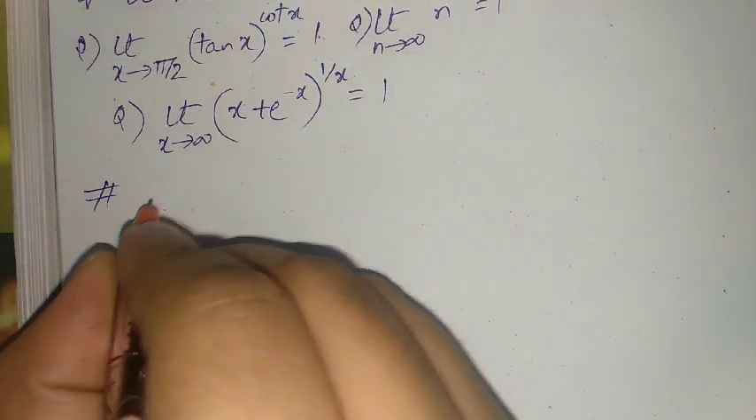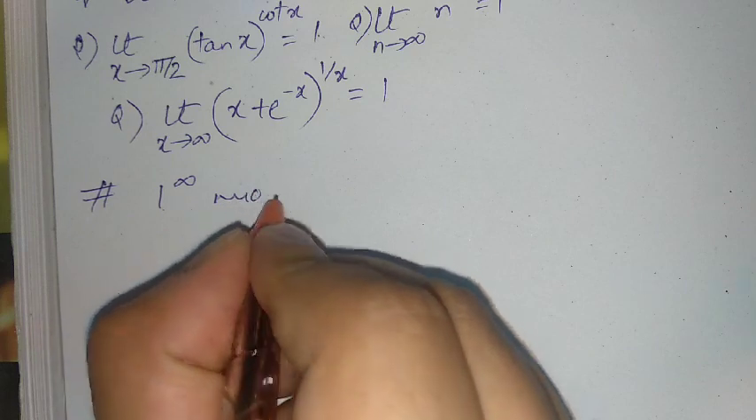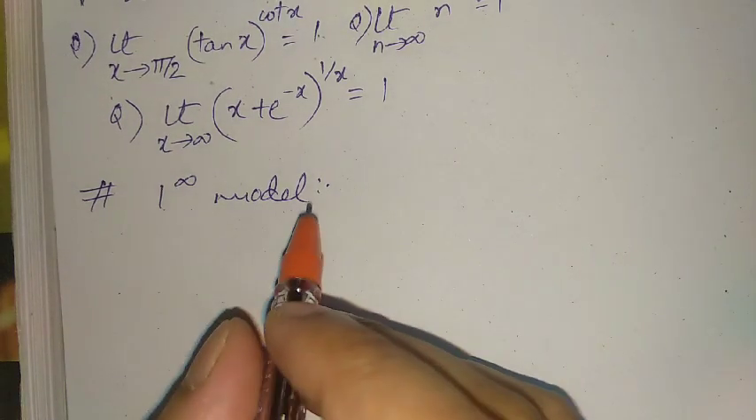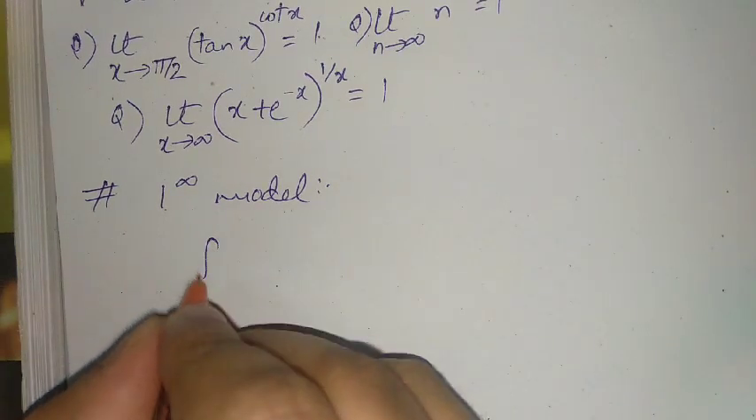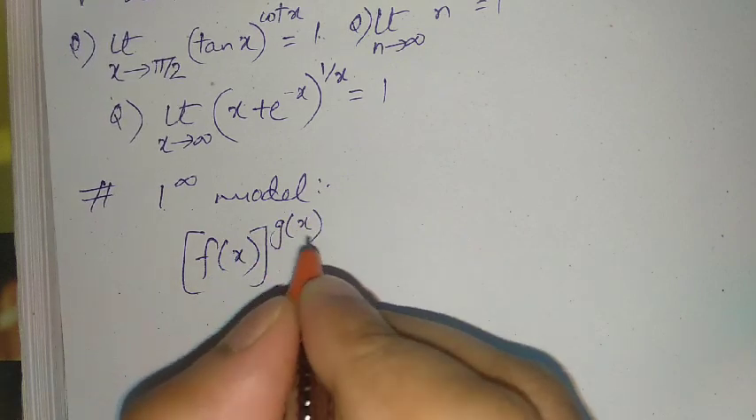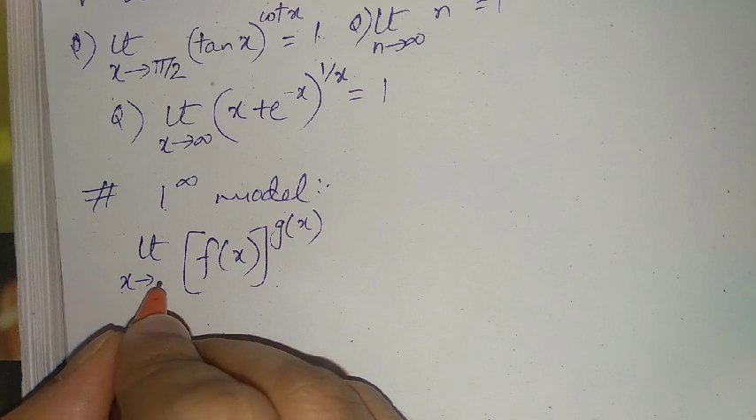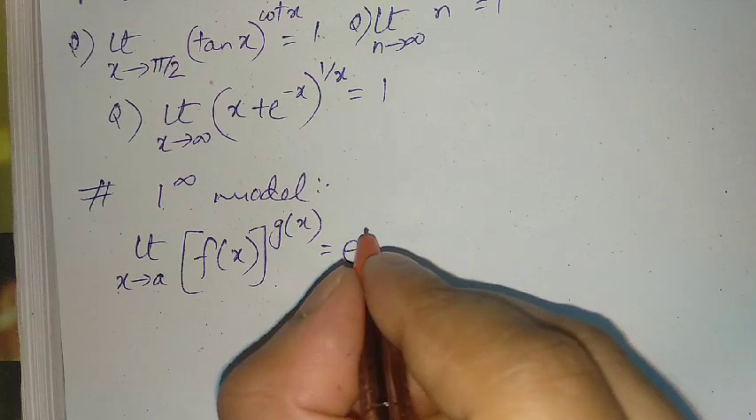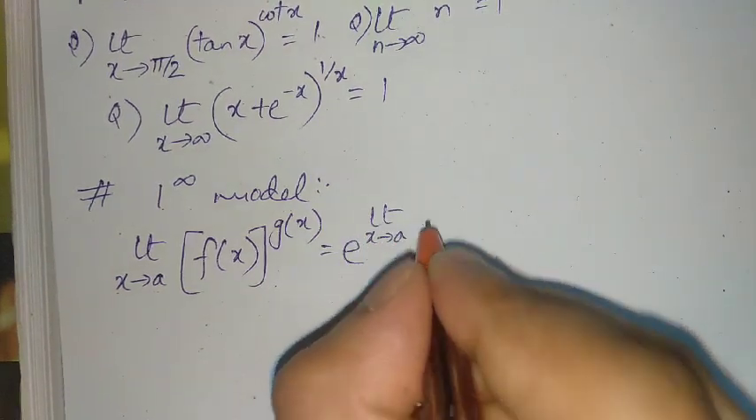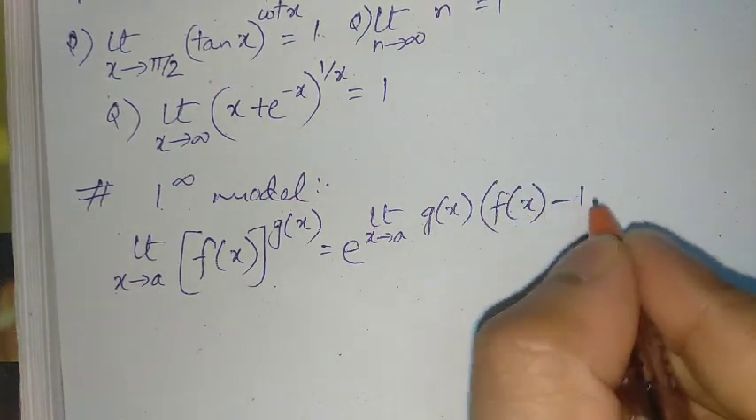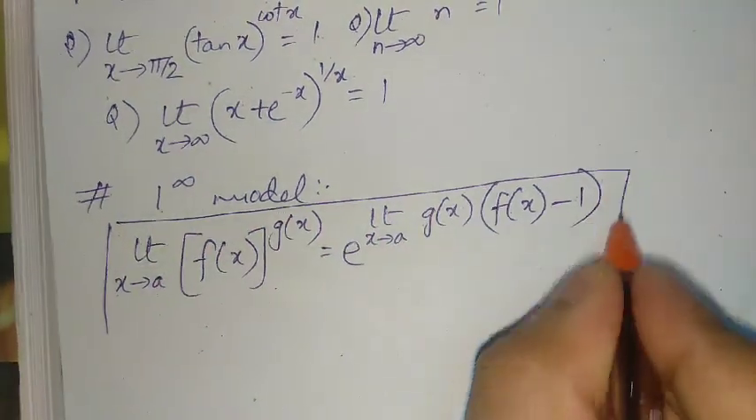The next model is the 1 to the power infinity model. Here guys, be careful, because in the 1 to the power infinity model, the answer need not always be 1. So here we have to use one formula. Say a function f(x) has a power g(x), and the limit is x tends to some constant a. This can be written as e to the power limit x tends to a, g(x) multiplied by (f(x) minus 1). Please keep this formula in mind.